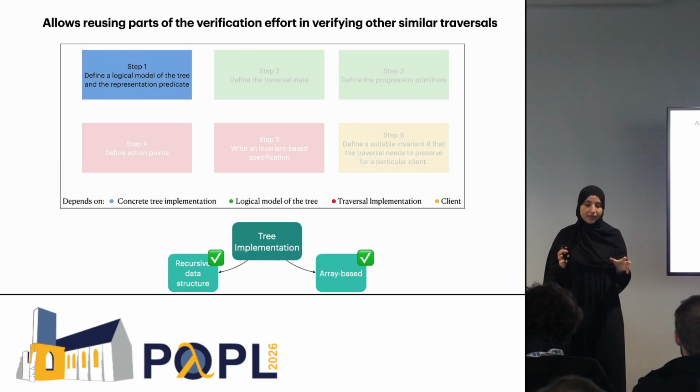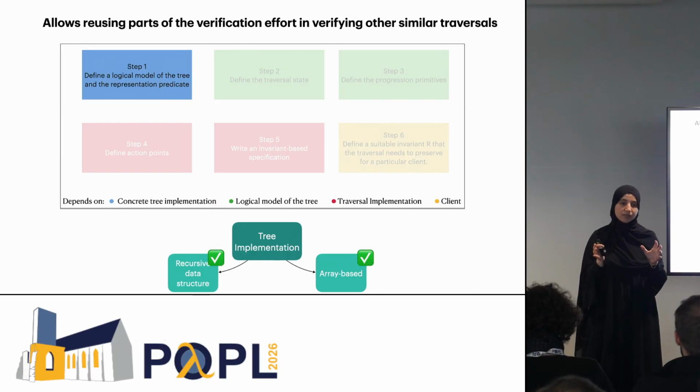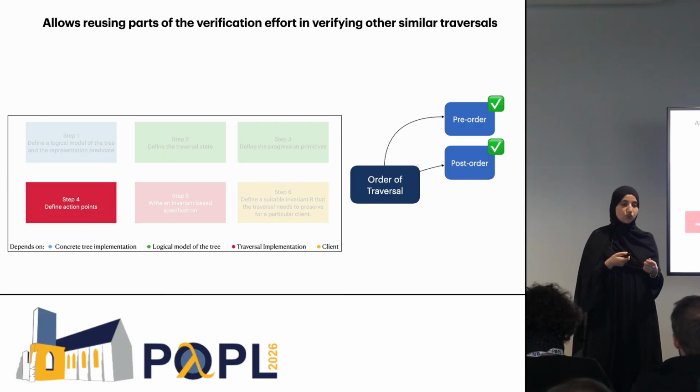In fact, we divide our recipe steps into steps that are dependent on the logical model of the tree, steps that are dependent on the concrete implementation of the tree, and steps that are dependent on the traversal implementation, and then there are client steps. And if we make a change to the traversal implementation, for example, going from a pre-order to a post-order implementation, we only need to redo the steps that depend on the traversal implementation, but we don't need to touch the steps that depend on the logical model of the tree or the tree implementation.